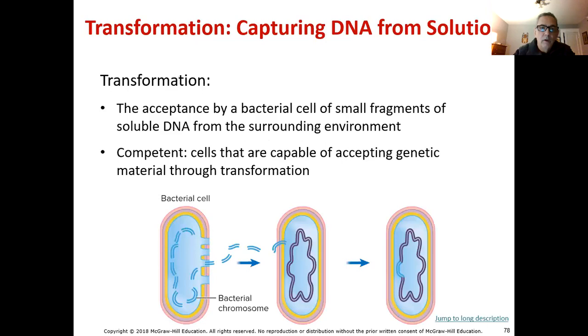Transformation happens when, in a bacterial cell, small fragments of DNA are released to the surrounding environment. And only if you have a competent cell, it takes up the fragmented DNA and makes a recombinant chromosome carrying the new genes.